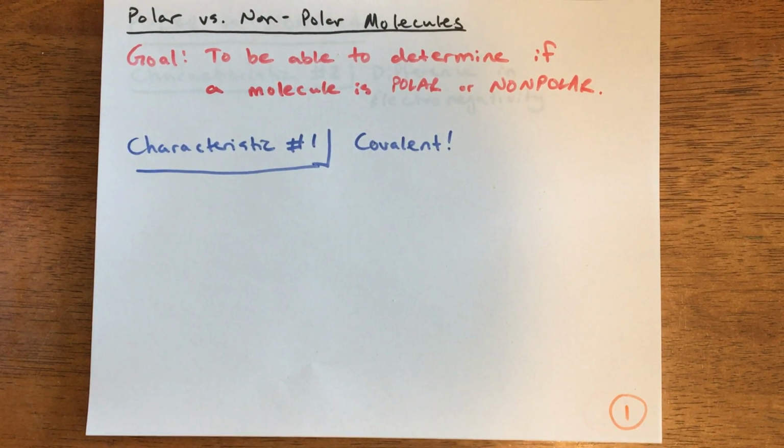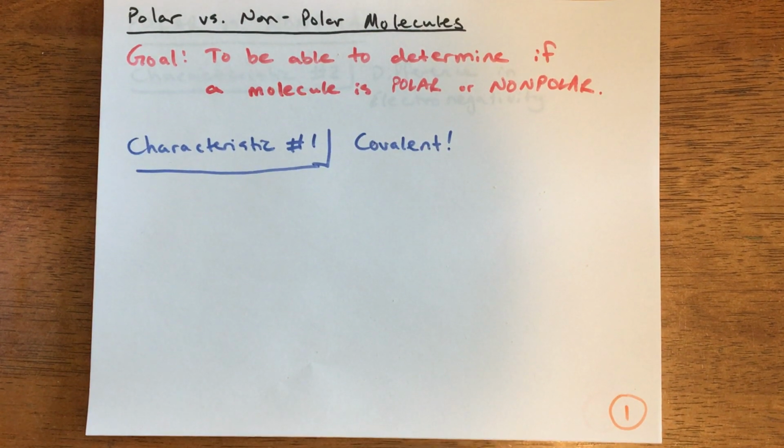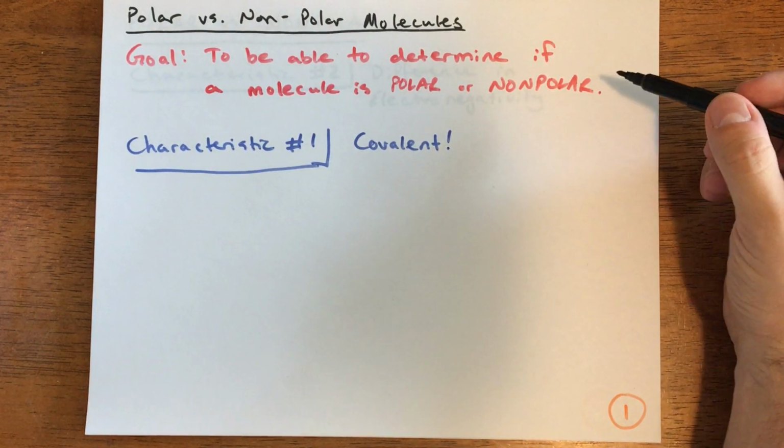And we're going to look at three main characteristics to help us determine if something is in fact a polar molecule and has a little bit of positive and negative charge unevenly distributed and will stick to other things, or if it's a nonpolar molecule. So that's our goal today, is to determine that.